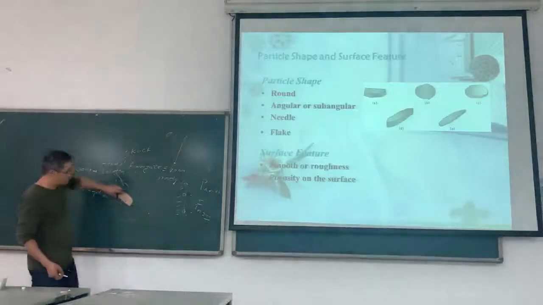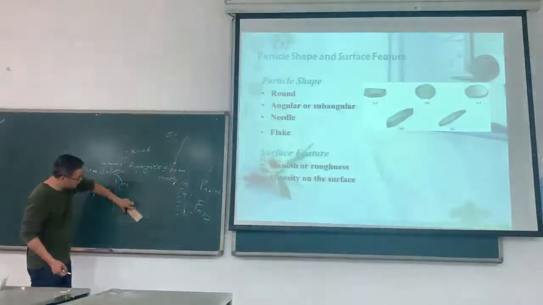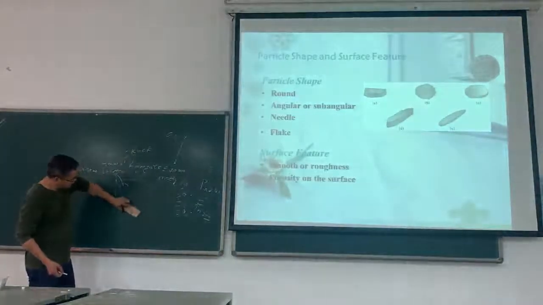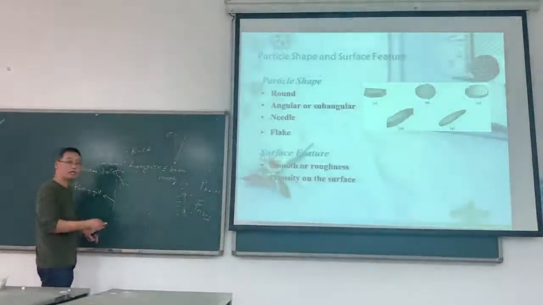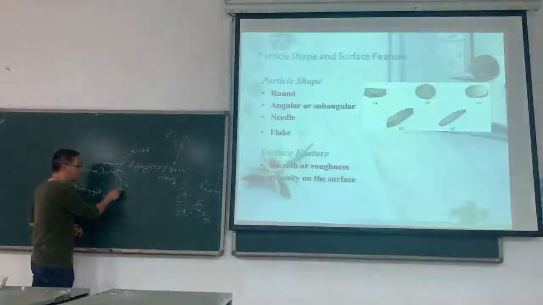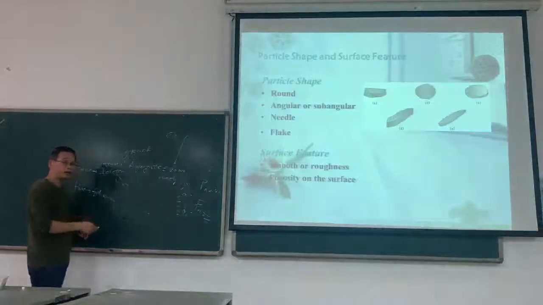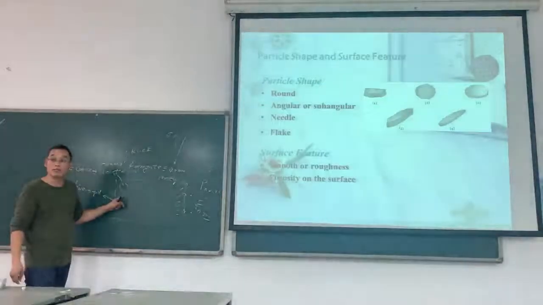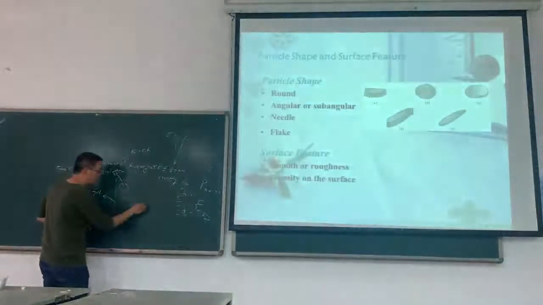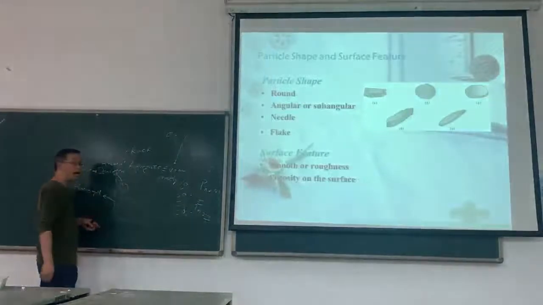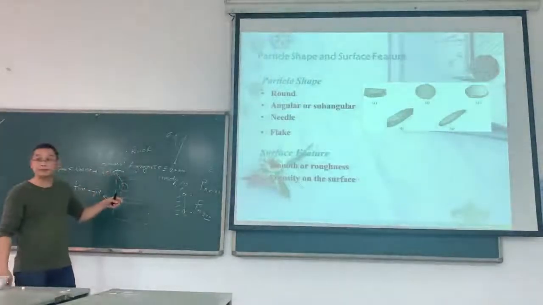This is a concrete specimen. And in this specimen, we can have different kinds of shape of the aggregate. This one is the round one. This is the round shape aggregate. And this one is the needle one, a needle shape.